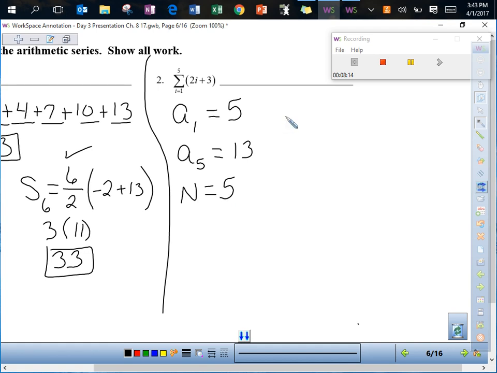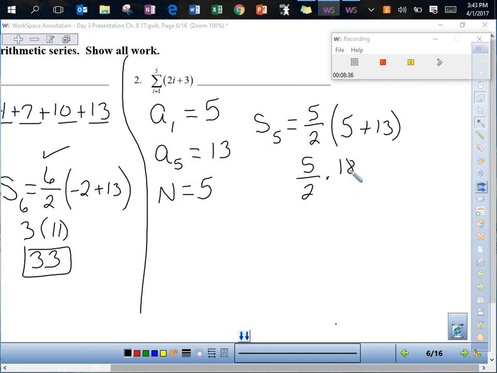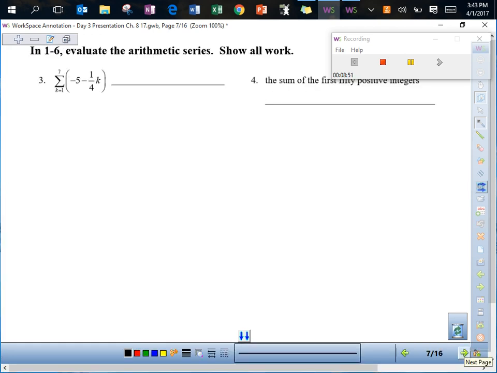Here goes the formula. The sum of these first 5 terms can be found by 5 divided by 2 times 5 plus 13. Either grab your calculator or grab your brain. This becomes 5 halves times 18. 2 goes into 18 9 times, 9 times 5, my answer, 45. That's all there is to that formula. I'm going to click through the next ones, and I'm going to switch gears and show you how we do geometric series. So here goes my number 3.